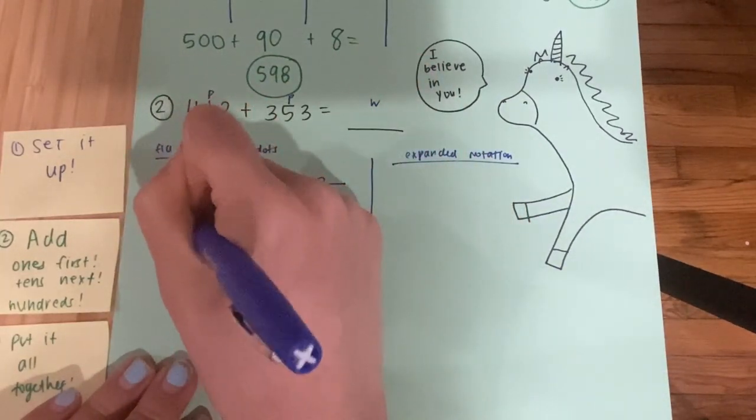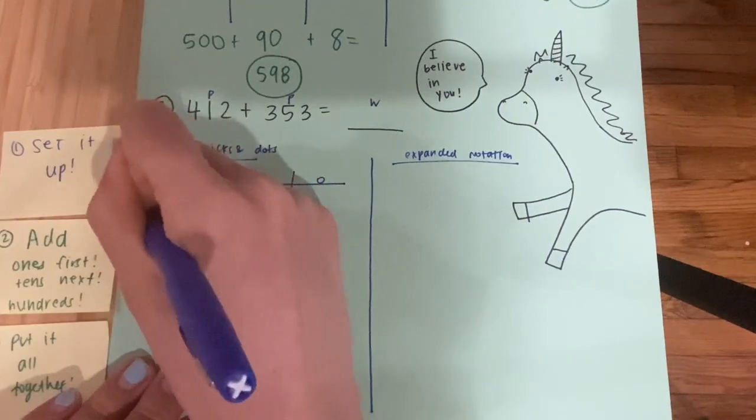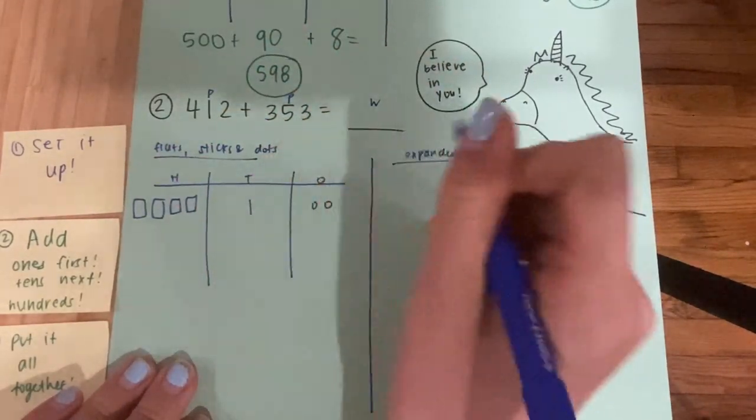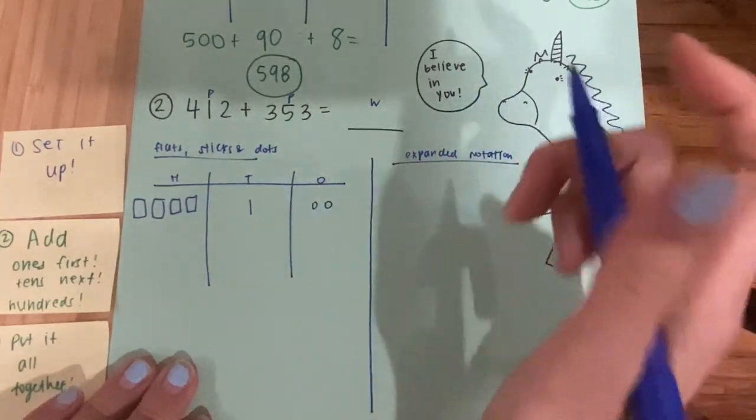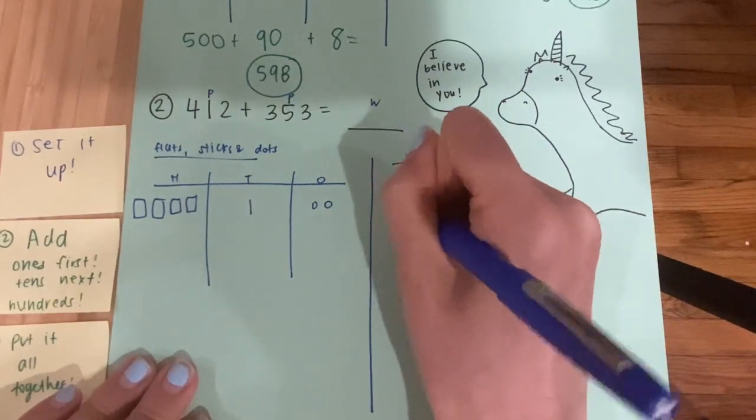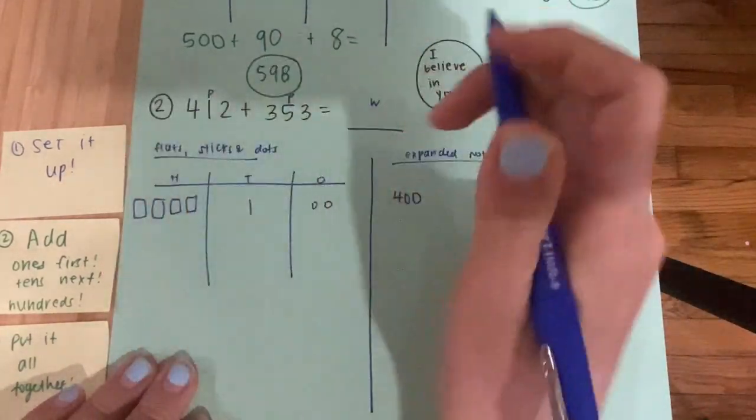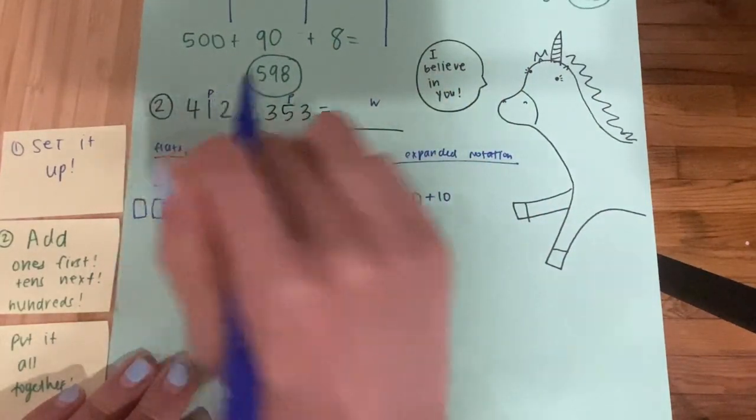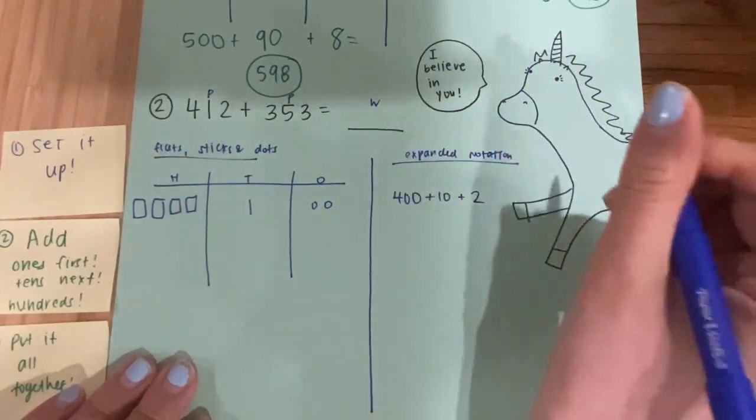It's 4 hundreds, 1, 2, 3, 4, 1 ten, and 2 ones, 1, 2. Let me show it in expanded notation. The value of 4 in 412 is 400. The value of the 1 is 10 because the 1 is in the tens place. The value of 2 is just 2.